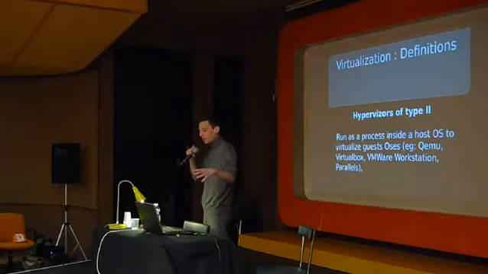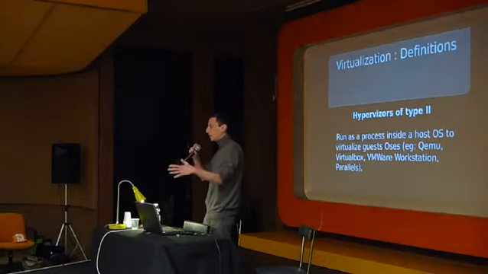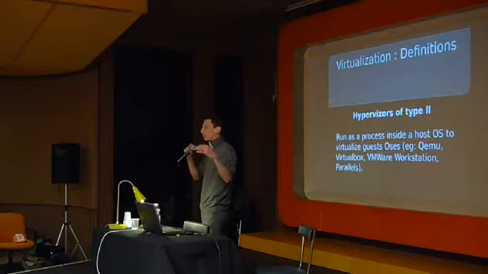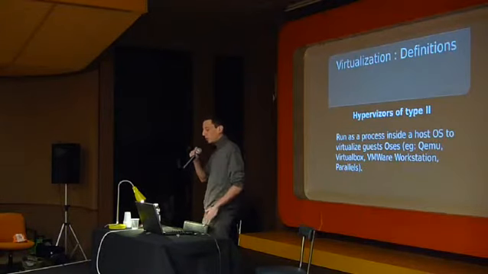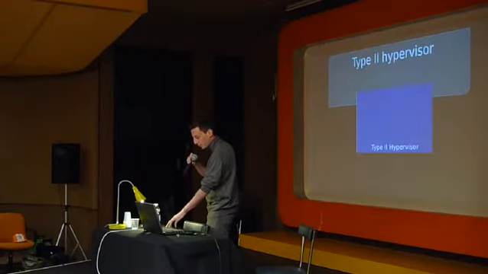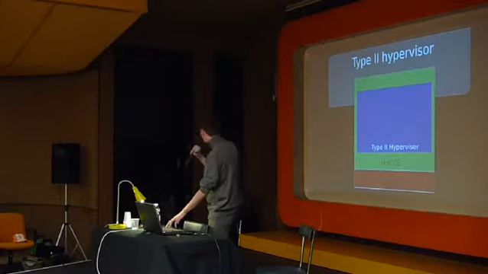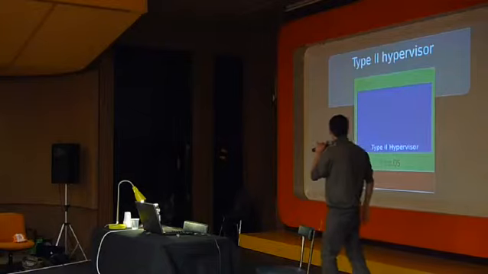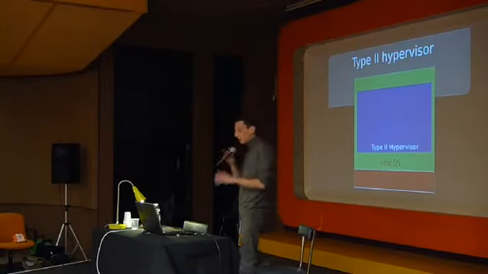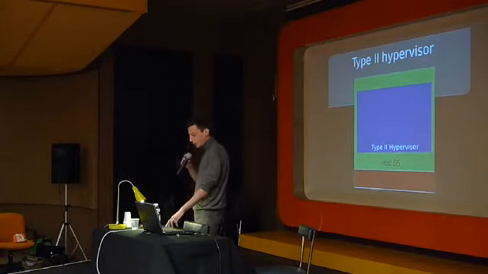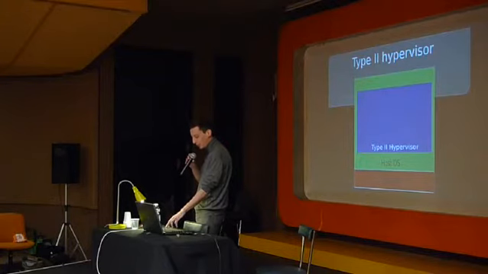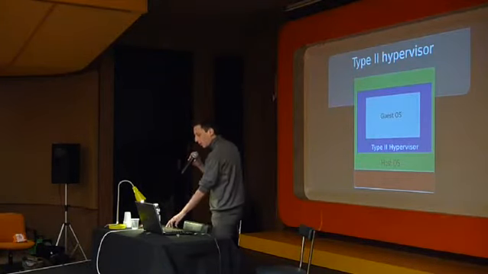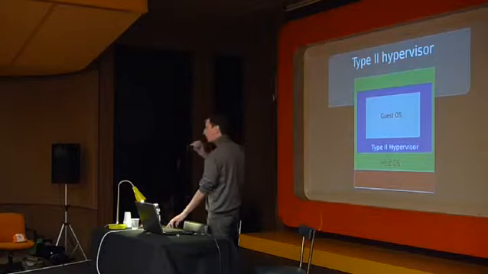Most of any kind of virtualization you are running on your Linux or your Windows is type 2 virtualization. So you have the metal, you have the hardware, sorry, you have the host operating system. Inside this operating system runs a particular process, which is the hypervisor, and this hypervisor hosts the guest OSs.